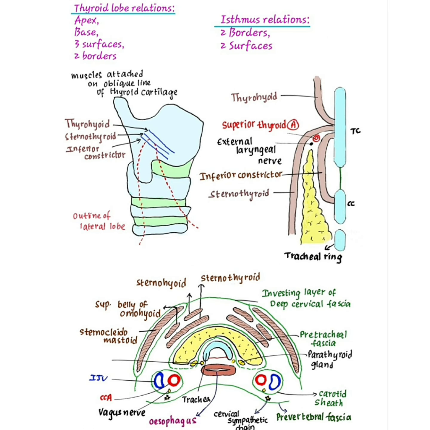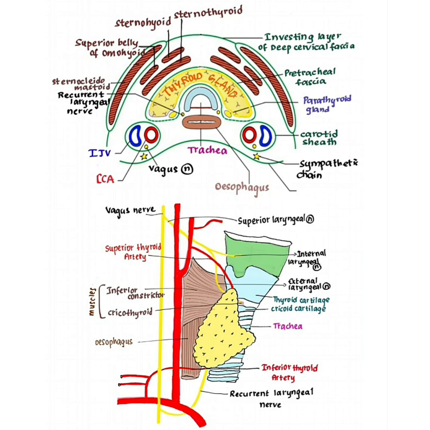Three surfaces. It includes lateral surface, medial surface, and posterolateral surface. Lateral surface or superficial surface is convex. It is covered by three strap muscles. Three strap muscles are sternohyoid, superior belly of omohyoid, sternothyroid. From within outwards, sternothyroid, sternohyoid and superior belly of omohyoid.